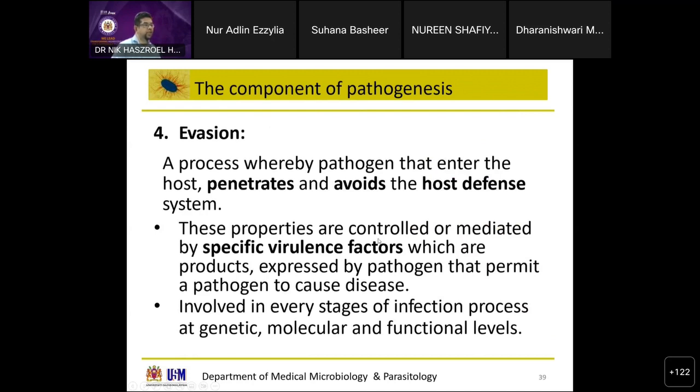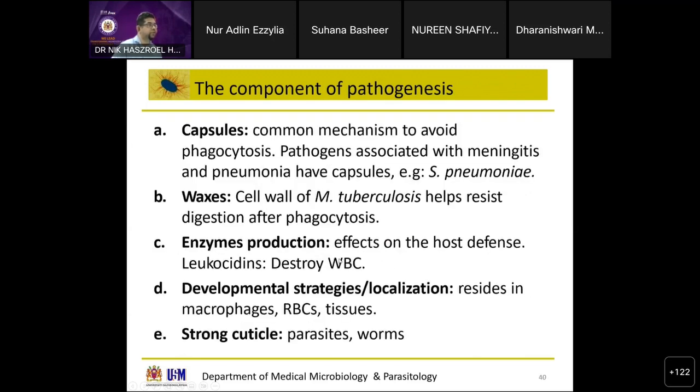These properties are controlled or mediated by specific virulence factors, which are products expressed by the pathogen that permit a pathogen to cause diseases, involved in every stage of the infection process at genetic, molecular, and functional level. For example, Streptococcus pneumoniae has a capsule. This capsule is a thick protection, which is a common mechanism to avoid phagocytosis. Even if phagocytosis occurs, they are protected by this capsule.